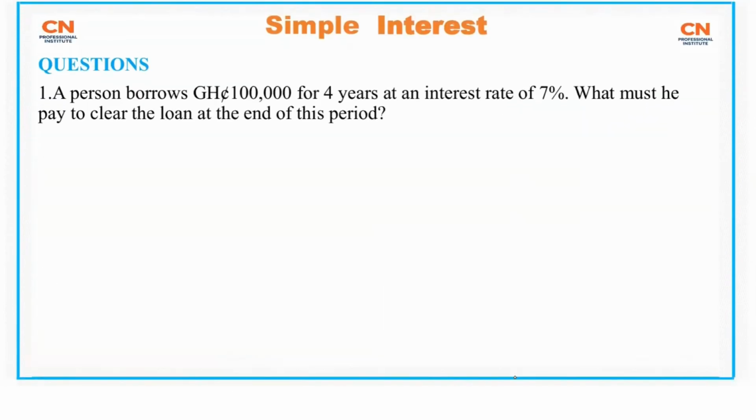So the amount that he has to pay to clear the loan at the end of the period will be equal to the principal plus the interest. So the amount he has to pay to clear the loan at the end is the principal and the interest. That's the amount he has to pay to clear the loan at the end of the period. So we have to calculate the interest and add the interest to the principal, and that will be the amount he has to pay.